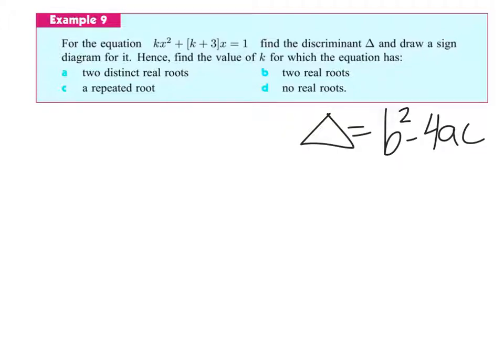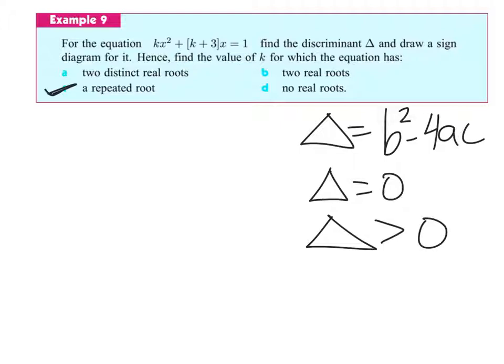And if it's equal to 0, then that tells us that there is a repeated root. If it's greater than 0, then that means that we're going to have something under the radical sign, and that will give us 2 distinct real roots. It also gives us 2 real roots, but 2 real roots could also mean that you could have a repeated root.